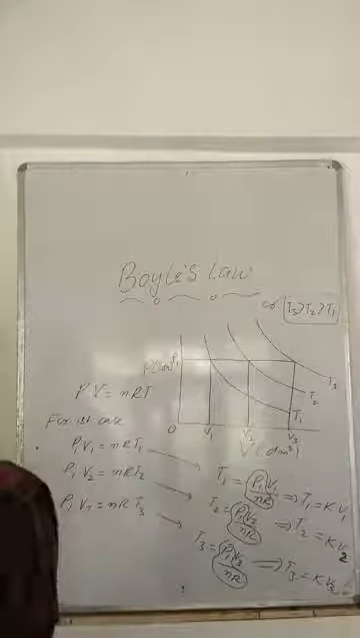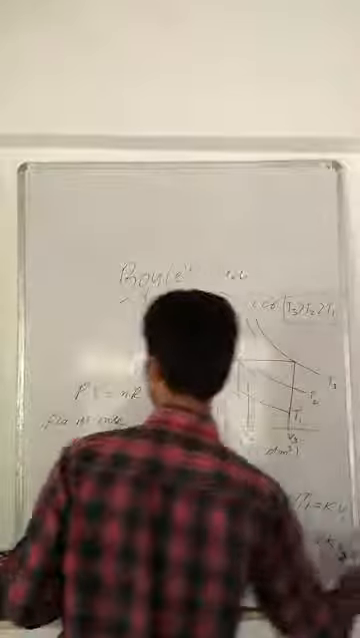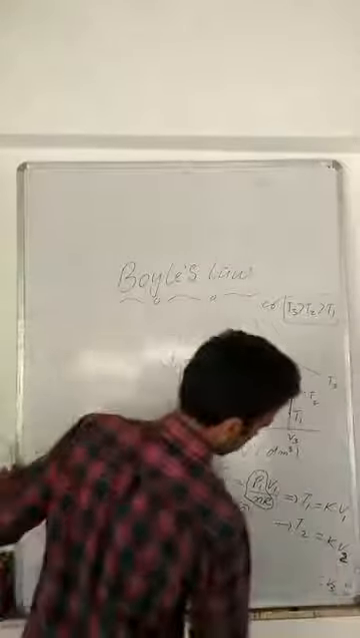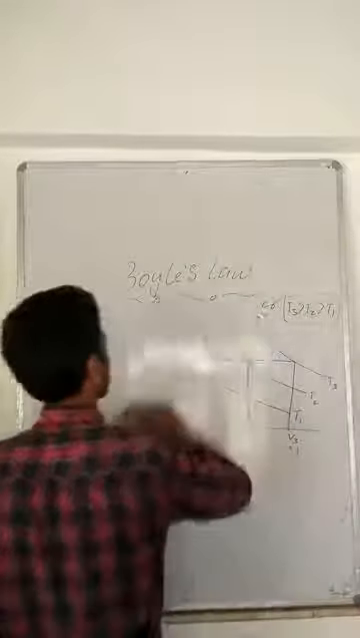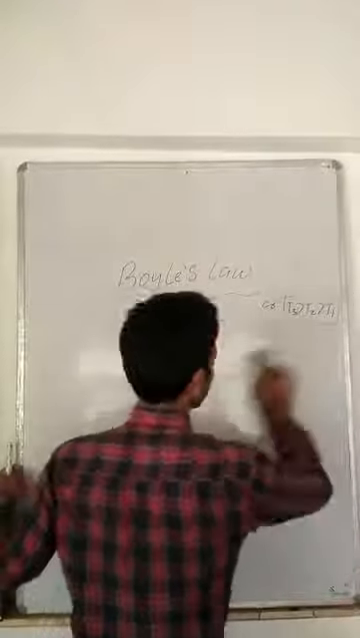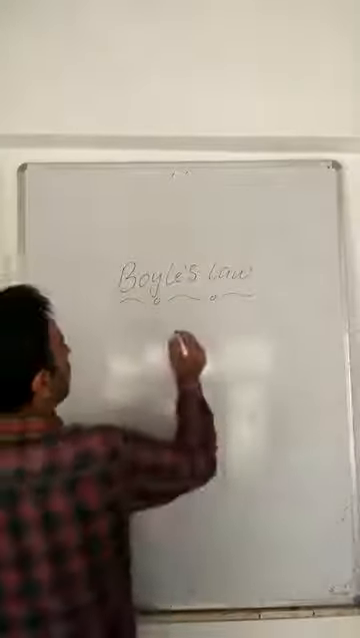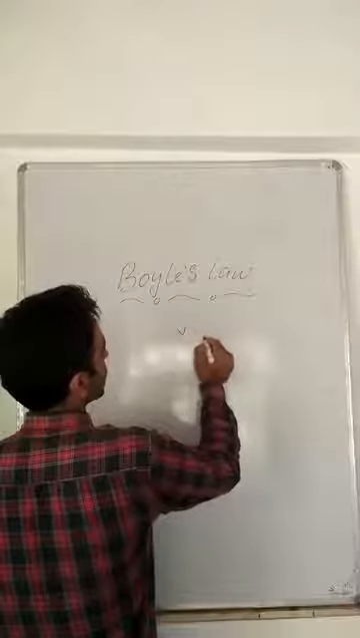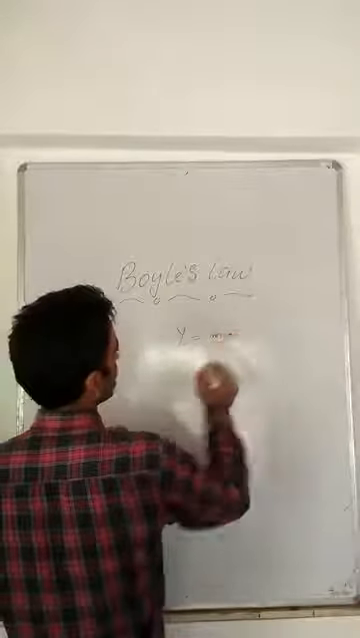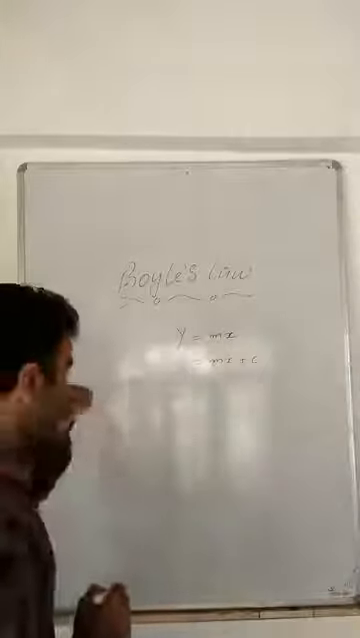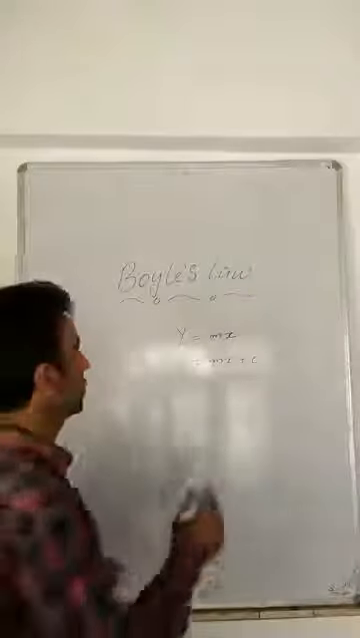Now we will plot another type of graph, and that is P versus 1 by V. Before taking P versus 1 by V, we should know the equations of a straight line: y is equal to mx, and another is y is equal to mx plus c. These are the equations of a straight line.